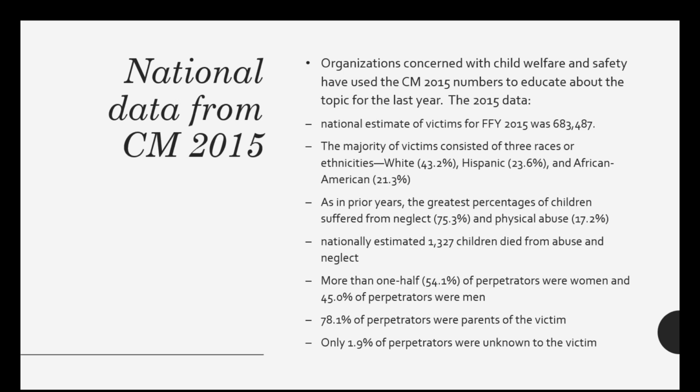It estimated that we had about 1,300 children die from abuse and neglect, so that is a drop, and that's good. And more than one half of the perpetrators are still women, and just a little under half of perpetrators are still men. Those numbers are pretty consistent from the year before. 78% of perpetrators were parents, which is consistent still, and 1.9% were unknown, which is a little bit of a drop.